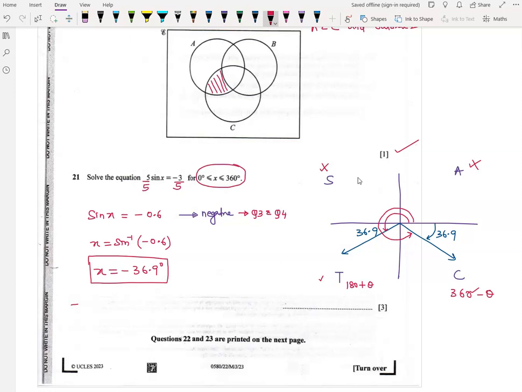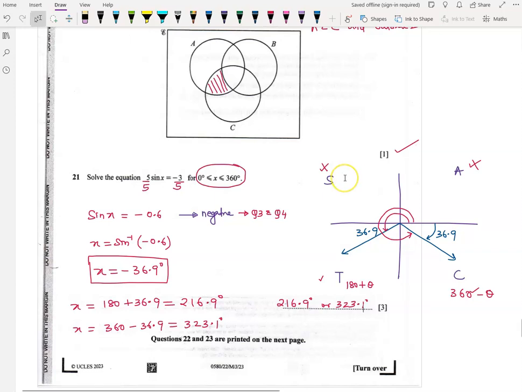So let's work it out. So the value of x will be 180 plus 36.9. So that will give me 216.9 degrees, and the other angle will be x equal to 360 minus the angle 36.9. That will give you 323.1 degrees. So your final answer is 216.9 or 323.1 degrees.